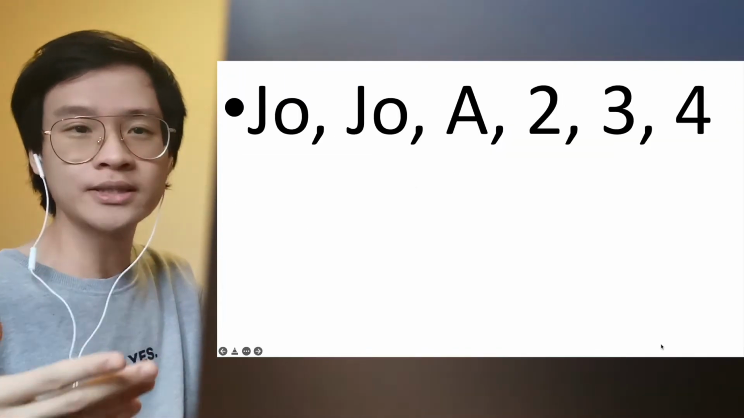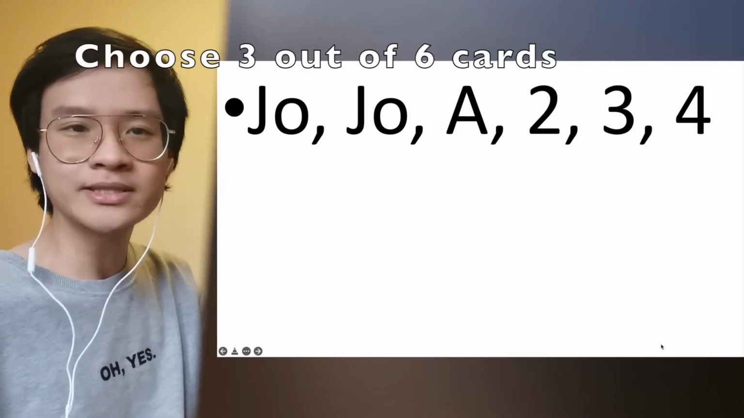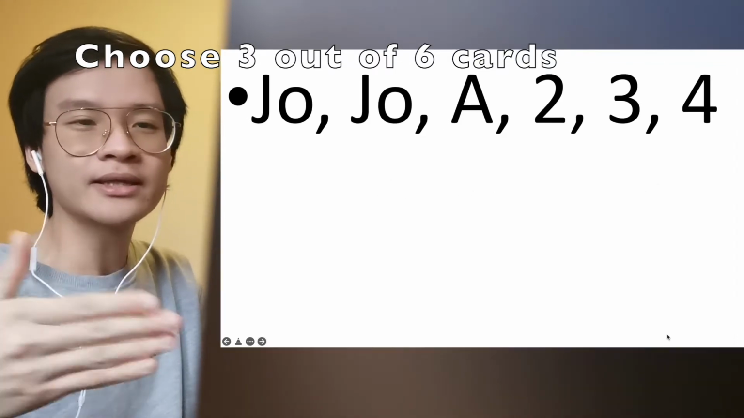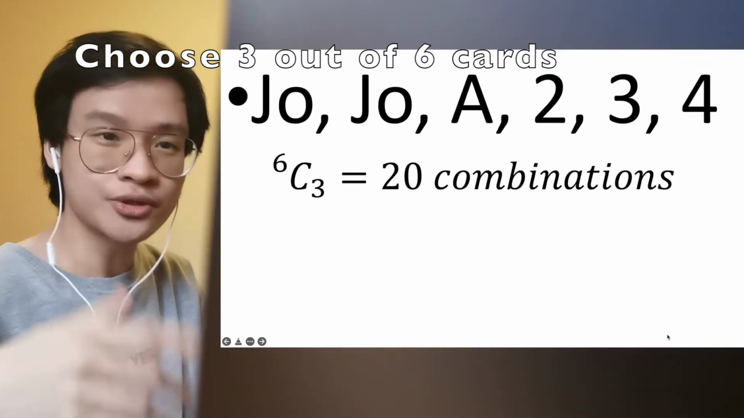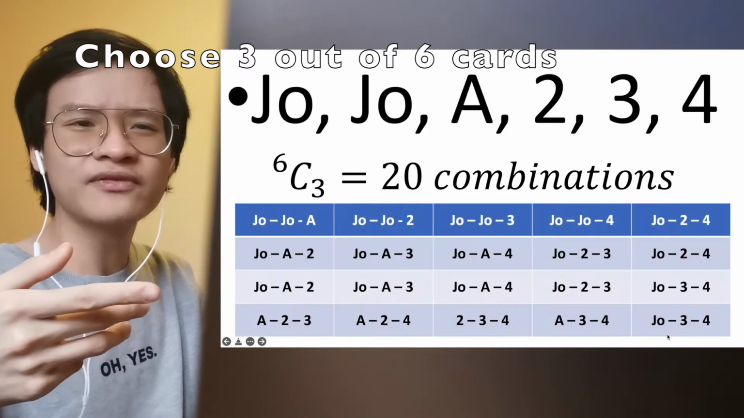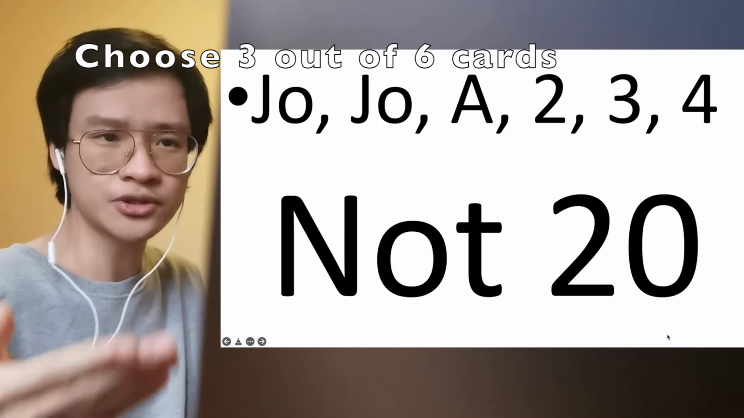Okay, let's say you have a deck of cards. There are 2 jokers and an ace, a 2, a 3, and a 4. So how many ways can you choose 3 out of the 6 cards? Initially, you may just think that it is 6C3, or 20, but by listing them out, you find some repetition. Hence, it is not 6C3.